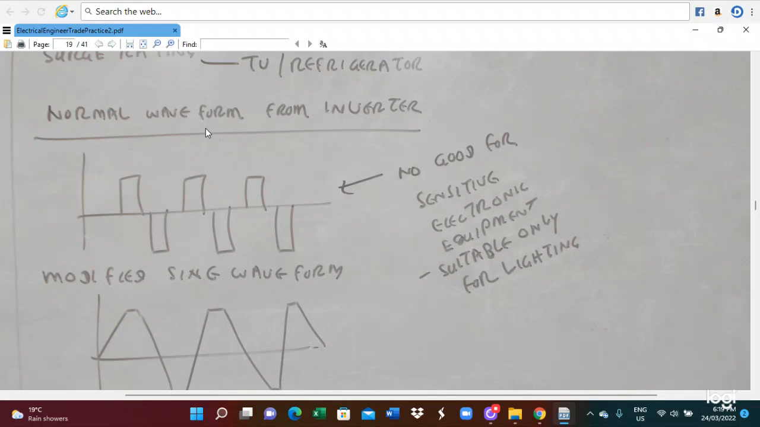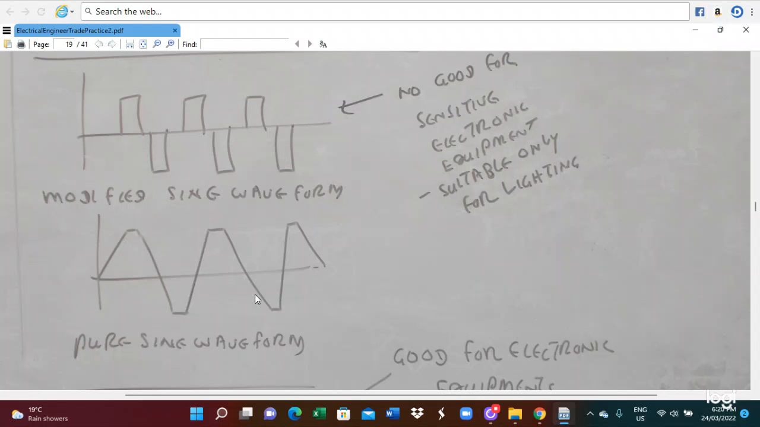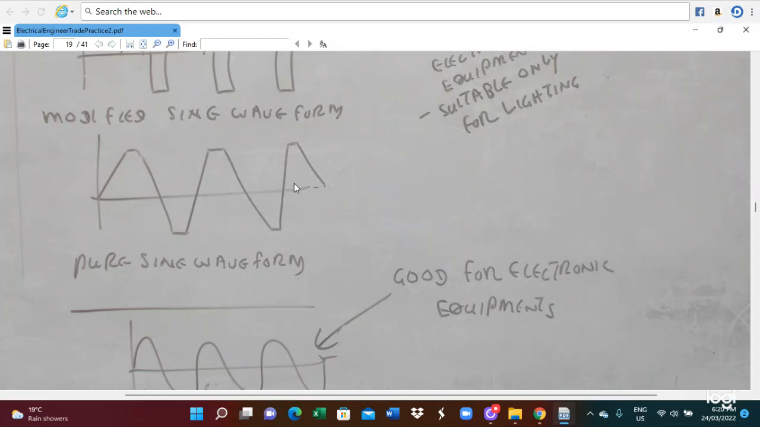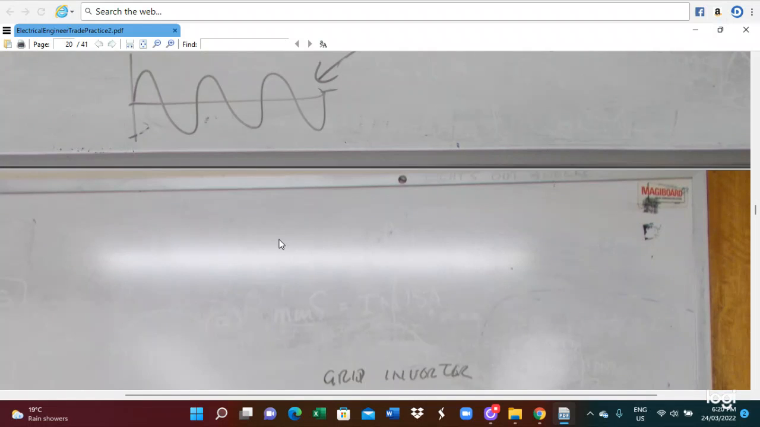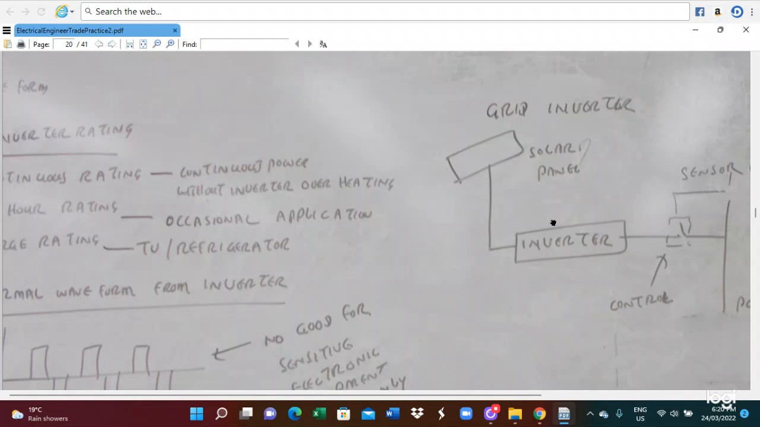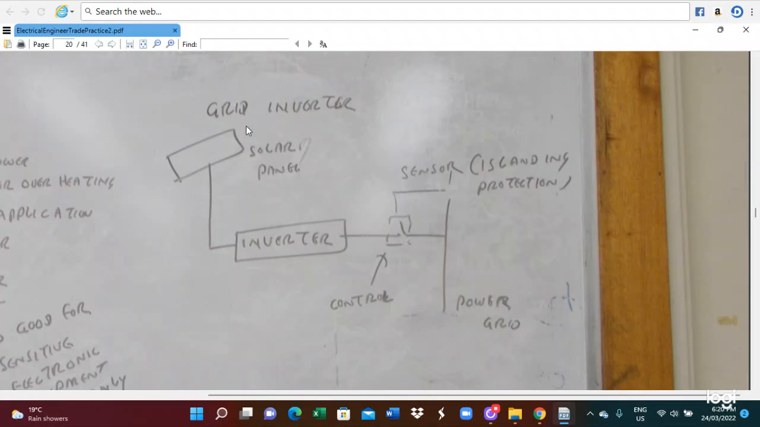The normal waveform from the inverter is the square waveform. This is no good for sensitive electronic equipment, suitable only for lighting. But this is a modified sine waveform. This is a fast wave. Then the pure sine waveform. So this pure sine waveform is good for electronic equipment. So in this case, the grid connected inverter is connected to solar panel and connected to the inverter, and this control sensor is connected to the power load.